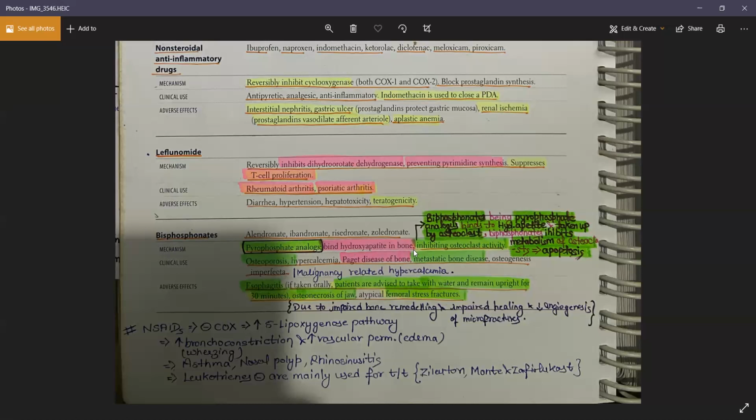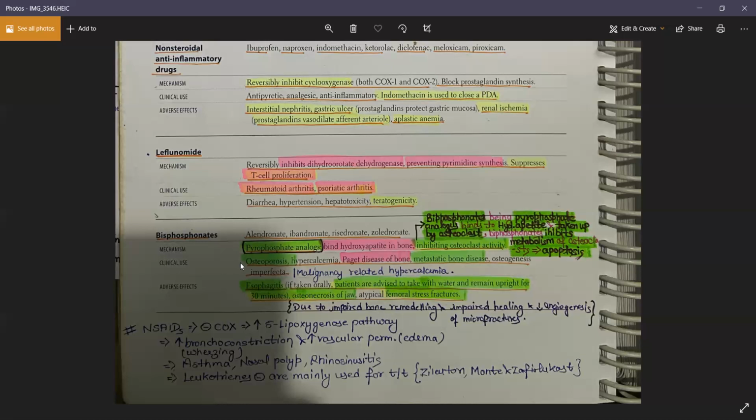Okay, Stefan can ask you this fact, whether they are the analogs of the pyrophosphate or whether they are the analogs of the hydroxyapatite. So please note, these are not the analogs of the hydroxyapatite, but the analogs of the pyrophosphate. Okay, and they will cause the apoptosis of the osteoclast. So they do not promote the bone formation, but they inhibit the bone resorption. Whenever I use these drugs, you are inhibiting the bone resorption. You are not promoting the bone formation, just inhibiting the bone resorption.